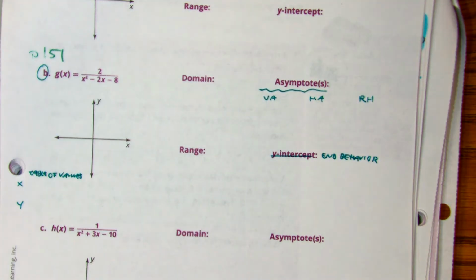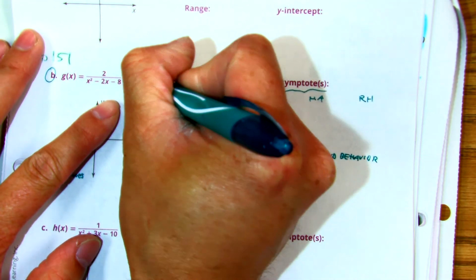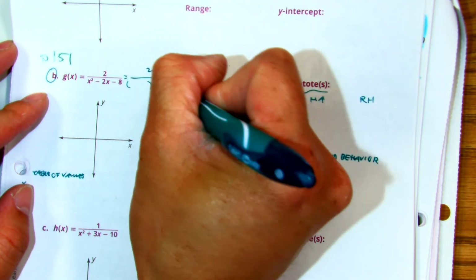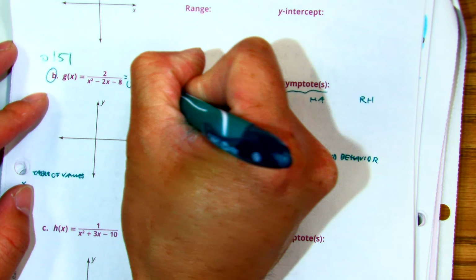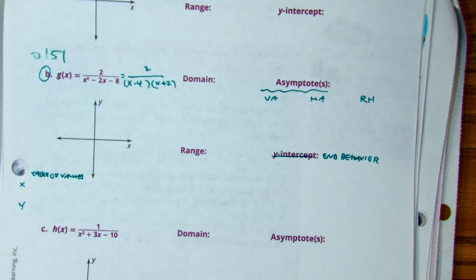Okay. Can you factor this? No. Good. How about the denominator? Yeah. What do you get? -4 and 2. Thumbs up, thumbs down, class? That's correct.